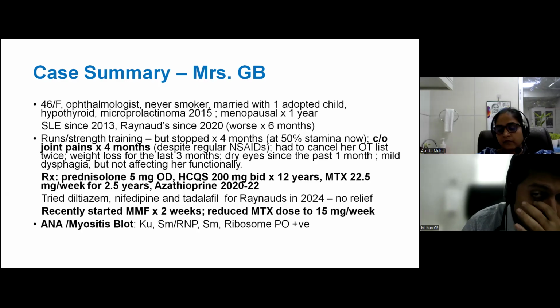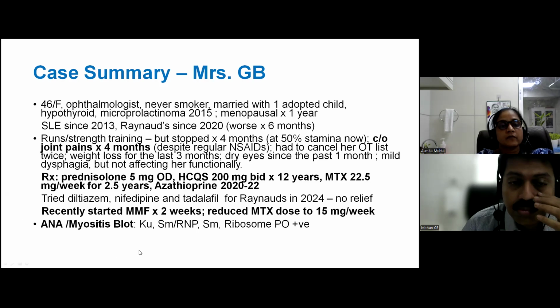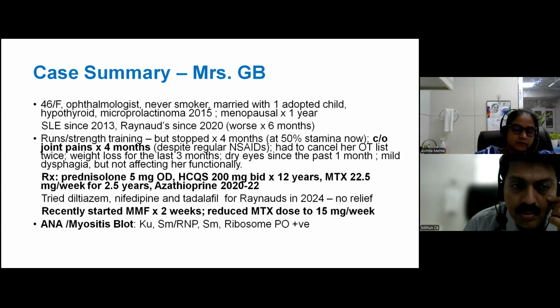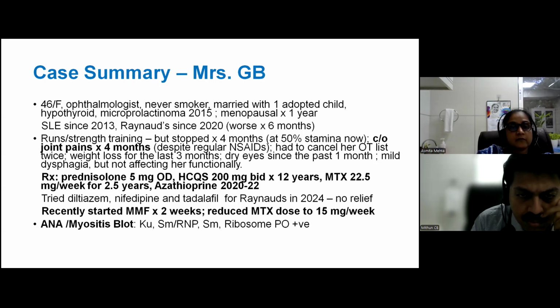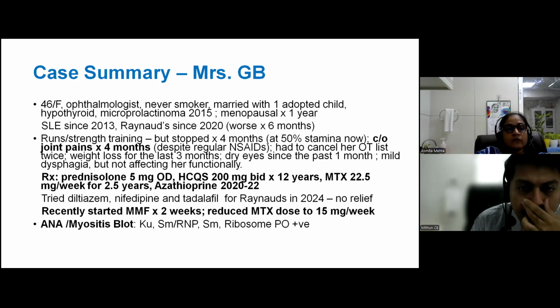She complains of joint pains, terrible joint pains for the last 4 months, despite celecoxib twice a day, had to cancel her OT list twice. She's also lost some weight in the last 3 months, not a lot, but a little bit. Dry eyes since the past 1 month, and mild dysphagia, but not affecting her functionally. For the last 12 years for her SLE, she's been on prednisolone 5 milligrams a day, HCQS 200 BID, methotrexate as well, 22.5 milligram per week for 2.5 years, and azathioprine between 2020 and 2022. She wasn't tolerating it, so she stopped it.